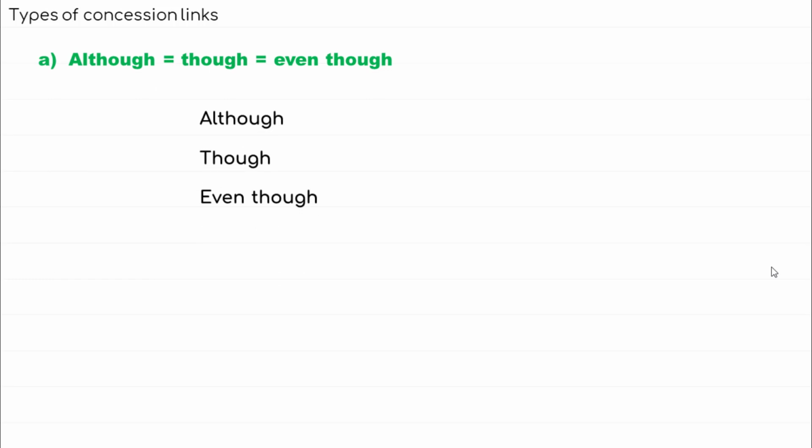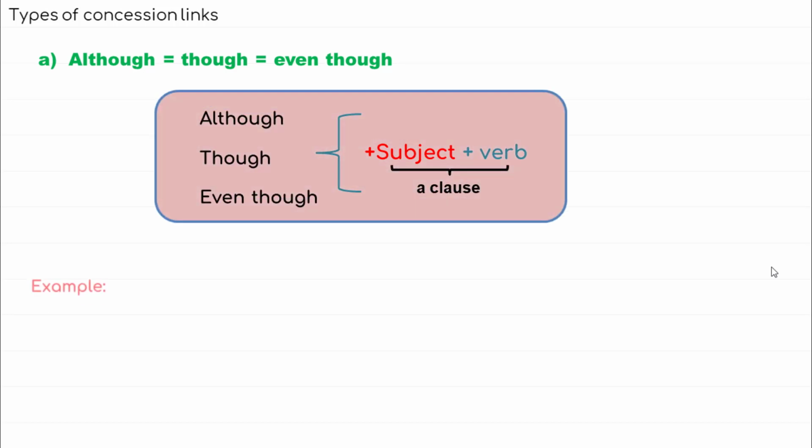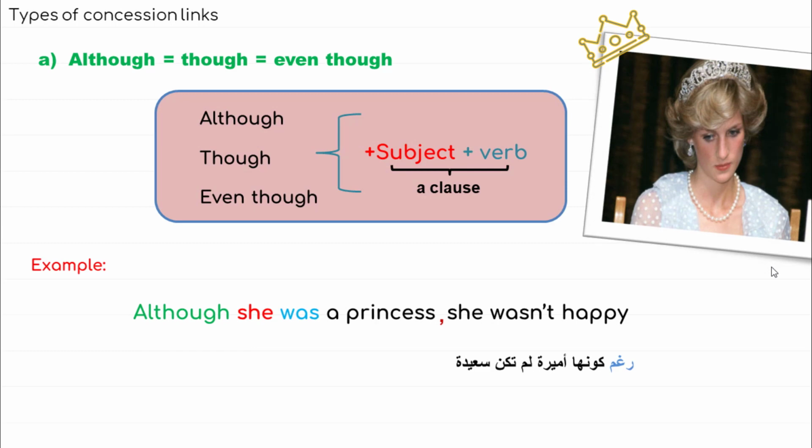We start by although, though, and even though. These linking words are followed by a clause. A clause again means subject plus a verb. For example, although she was a princess, she wasn't happy. As you can see, although comes at the very beginning of a sentence. However, we can also use it in the middle of the sentence.